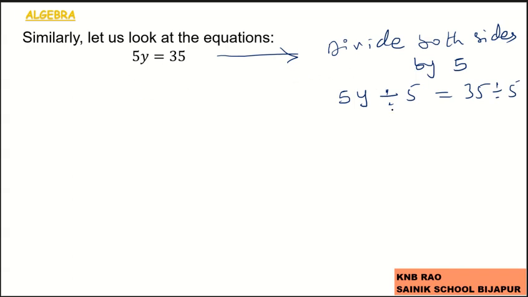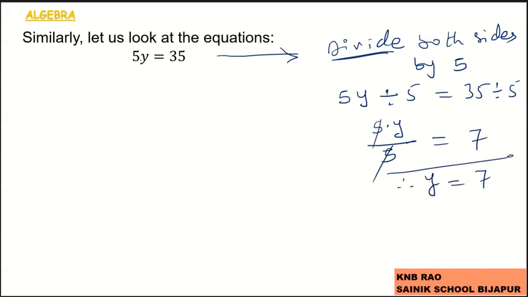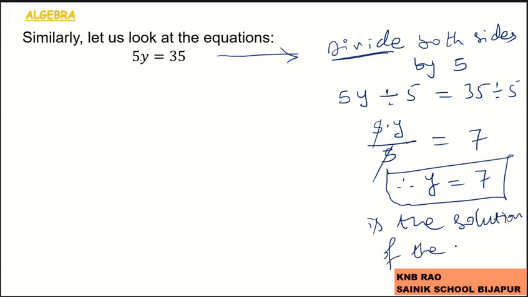See, am I doing the reverse operation? Here, since it is multiplied, the reverse of that multiplication is division. So, 5y divided by 5 becomes 5 into y upon 5, this 5 cancels, equals 35 divided by 5, which gives you 7. Therefore, y equals 7 is the solution of the given equation.